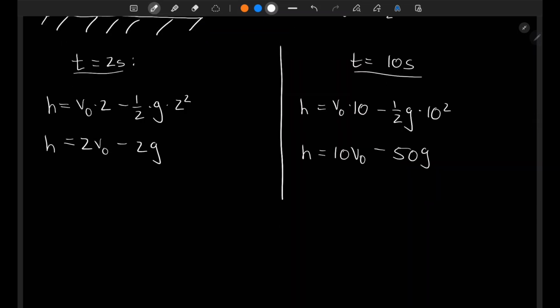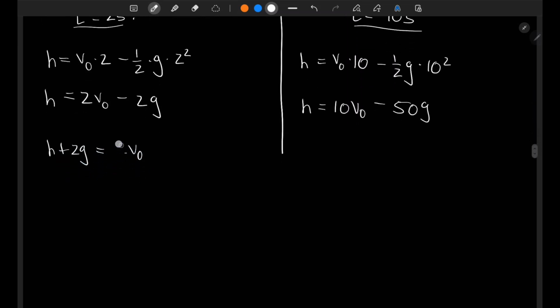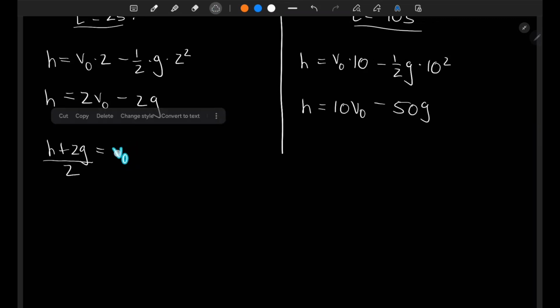Then we can solve for v naught, because there's a v naught in both equations. We want to get rid of v naught so that we have an equation just in terms of h and g, because we know g is 9.8, and we want to find h. So let's solve for v naught here. If we add 2g over, then h plus 2g is equal to 2 v naught. I can divide by 2, and I've solved for v naught.